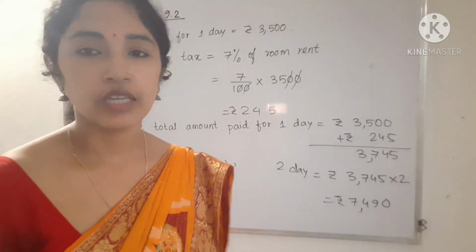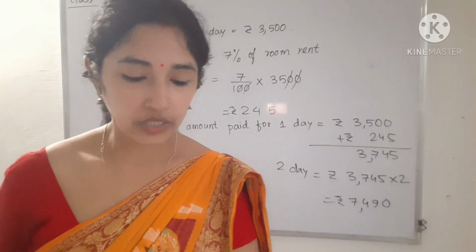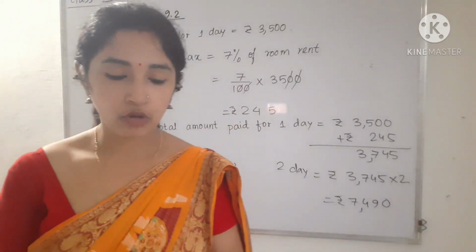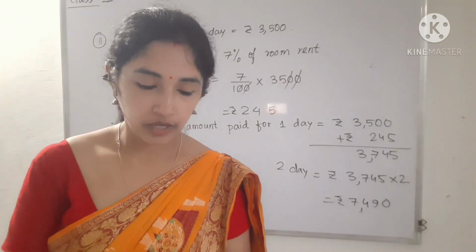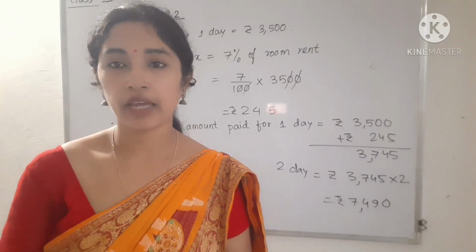Okay, so the next question is number 11. Here it is given, Mr. Grover stayed in a hotel for 2 days. Okay, and the room rent was 3,500 per day. So this is the room rent for 1 day. So we can easily find the room rent for 2 days also by multiplying with 2.